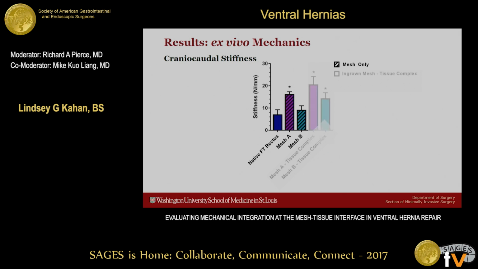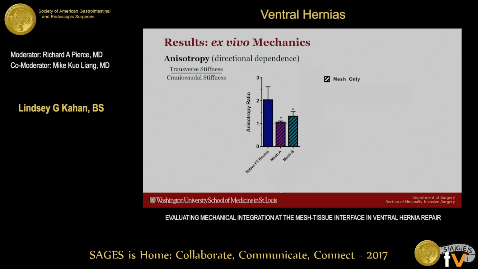Now when we go and introduce our treatment groups, we see that both the mesh A tissue complex and the mesh B tissue complex are stiffer than either the meshes alone or native tissue. In addition, you see this stepwise increase. So mesh A really matches the mesh A tissue complex, while mesh B really matches the mesh B tissue complex. So we see that the repaired tissue begins to take on the properties of the mesh over time. Now this is just in the cranial-caudal direction, but the same significance and trends were exhibited in both directions for our biaxial testing.